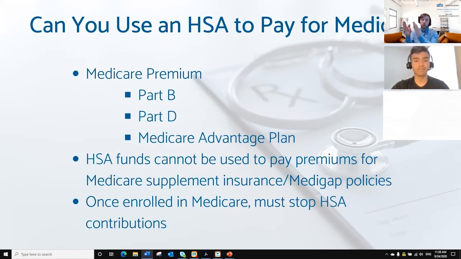The alternative route, I just described the traditional route for Medicare. There's also the Medicare Advantage plans, like the A through G different plan options. Those do qualify.